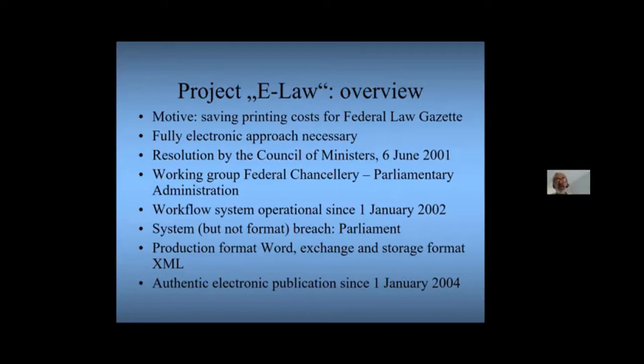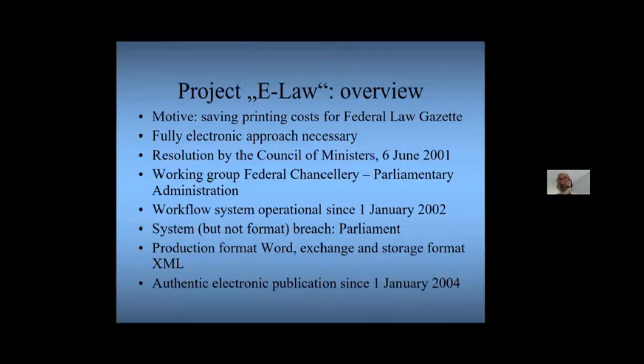This lesson learned is that it's most important to avoid format breaches. We had learned that from the Swiss Parliament that we had studied in preparing our system. They actually had a format breach between their government agencies and their parliament, so that they had to reformat the documents again and again. That was why most of the work of the working group that I'm mentioning on my slide, established by the Austrian Federal Chancellery, which is something like a Prime Minister's office in Austria, and the parliamentary administration, was to agree on a common production format.